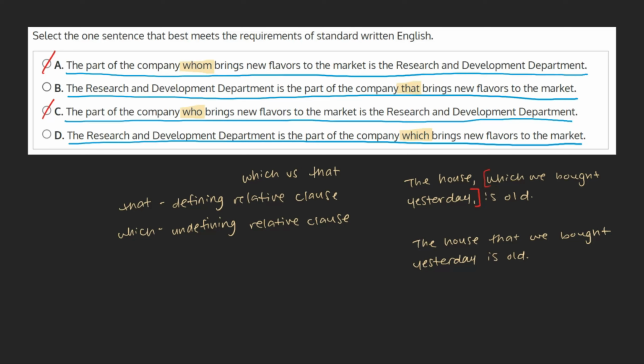Heading back to our example, we can see that our sentence is explaining what it is the research and development department does. The phrase brings new flavors to the market isn't just there to add more meat to the sentence, it's the essential point the sentence is trying to convey. From here, we can see that it's a defining relative clause, and as such, that is an order here. With this in mind, we can mark this choice as incorrect and mark choice B as our final answer.